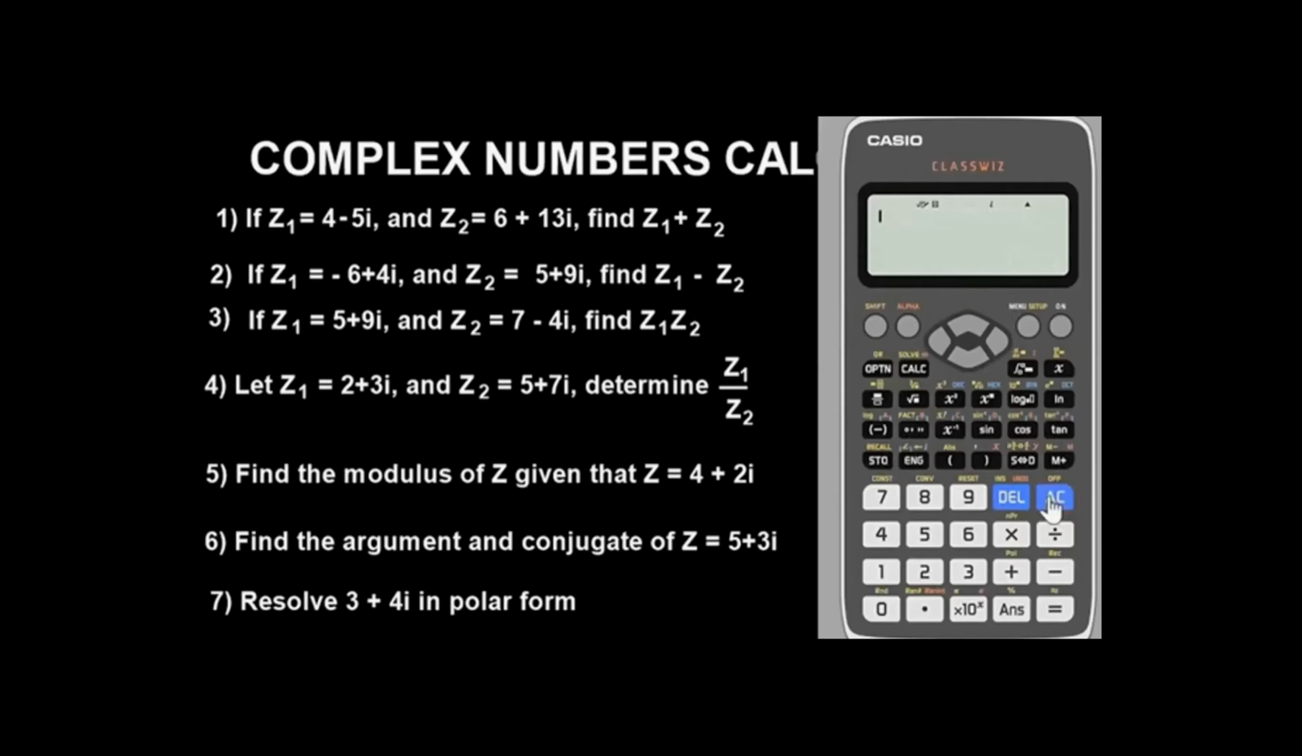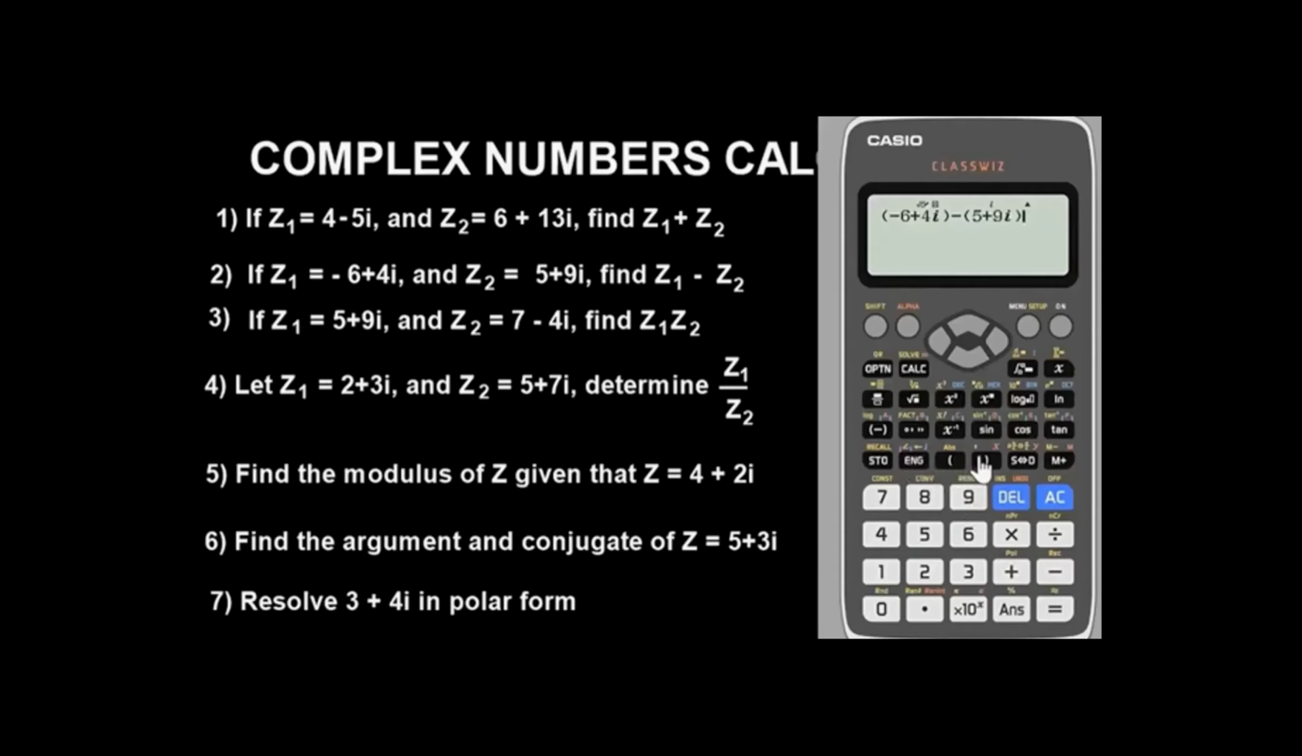Very, very simple, guys. So this one is subtraction. Z1 is this. So you put it in brackets. Very important, guys. We have minus 6 plus 4i. Press this eng button and you come out. Close the bracket. Then minus, open another bracket. Z2 is what? That will be 5 plus 9i. Okay, close the bracket. We are good to go.